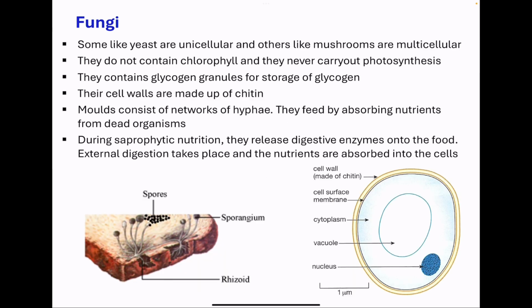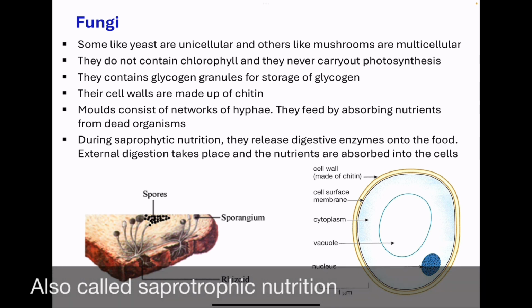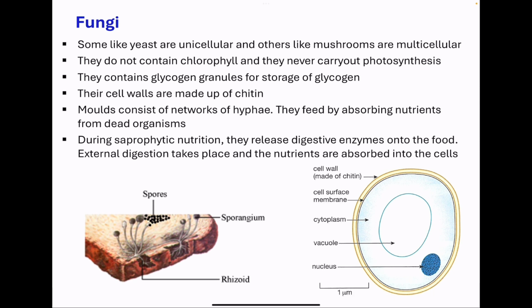Next, we go to fungi. This is another example of eukaryotic organisms. They could be unicellular like yeast or multicellular like mushroom. Fungi do not contain chlorophyll and therefore they do not carry out photosynthesis. This means they have to get their source of energy from consuming other substances. That is why they carry out saprophytic nutrition, and during this process they release digestive enzymes onto the food, and then external digestion takes place. The nutrients are going to be absorbed into the cell so that they get a source of energy.